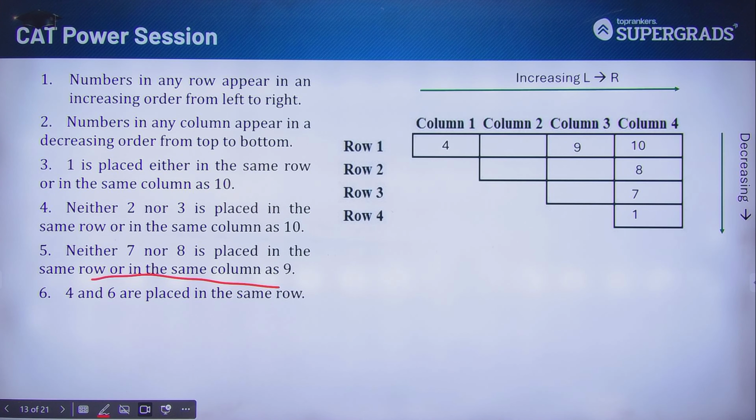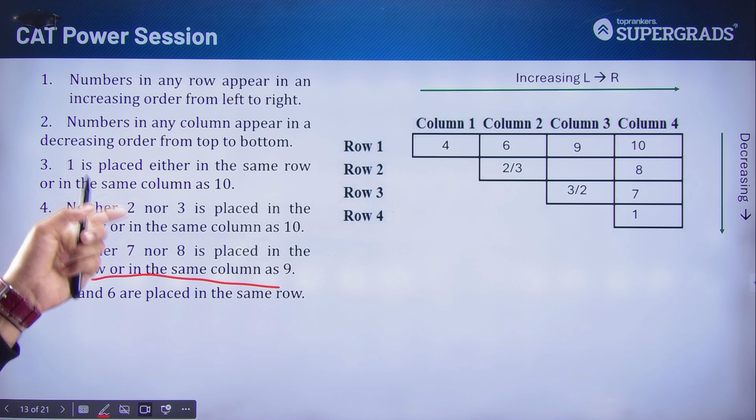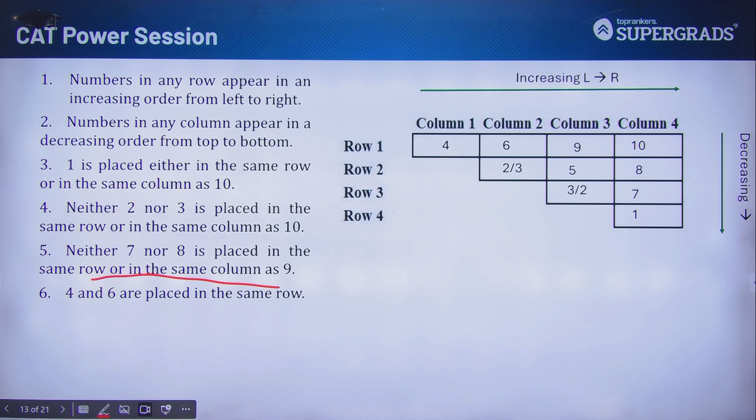And then 4 and 6 should come on the same row. So this is the only place where we can place 4 and 6. And then 2, 3 is not fixed, so they will keep on rotating. Either 2 comes here, 3 comes there, or 3 comes here, 2 comes here. And we are left with only number 5.